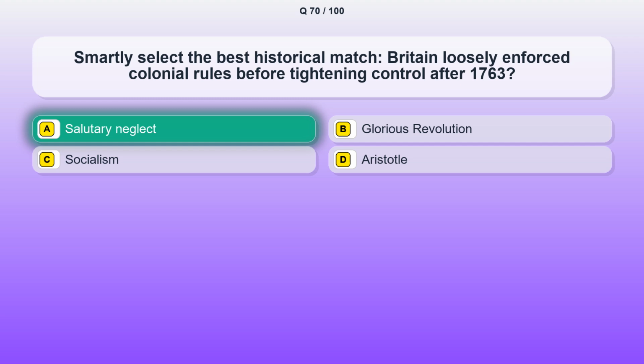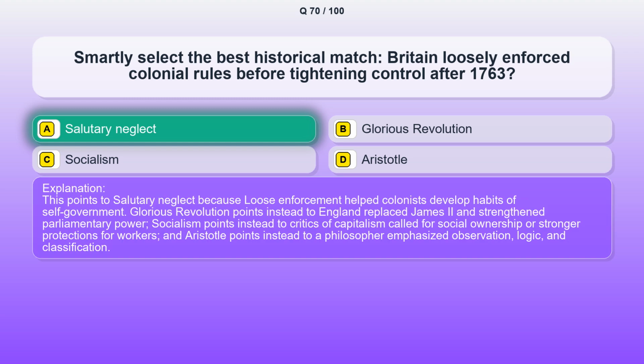The correct answer is option A, salutary neglect. This points to salutary neglect because loose enforcement helped colonists develop habits of self-government. Glorious Revolution points instead to England replacing James II and strengthening parliamentary power. Socialism points instead to critics of capitalism calling for social ownership or stronger protections for workers. And Aristotle points instead to a philosopher who emphasized observation, logic, and classification.